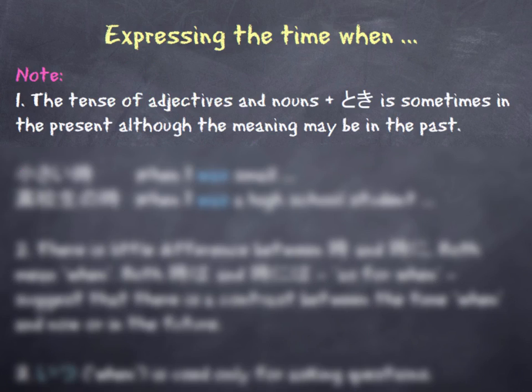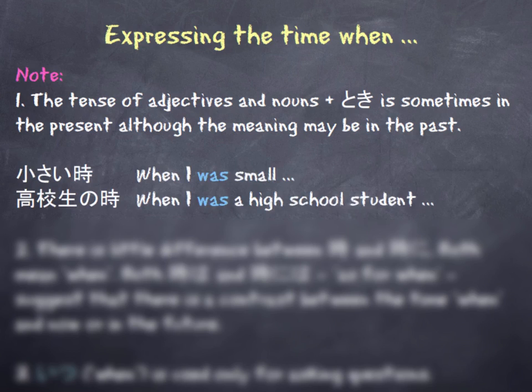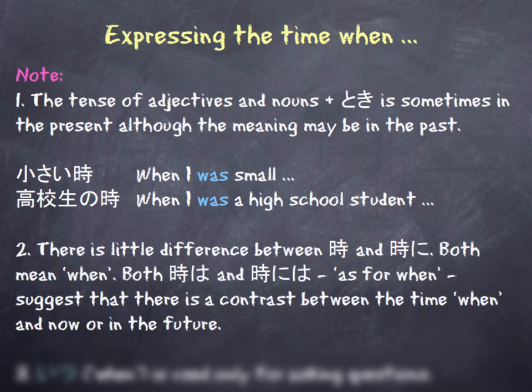Now, please note that the tense of adjectives and nouns plus toki is sometimes in the present, although the meaning may be in the past. For example, chisai toki, when I was small, and kokosei no toki, when I was a high school student, and so on and so forth. Now, there's little difference between toki and toki ni. Both mean when, but both toki wa and toki ni wa mean as for when, and they suggest that there is a contrast between the time when and now or in the future.